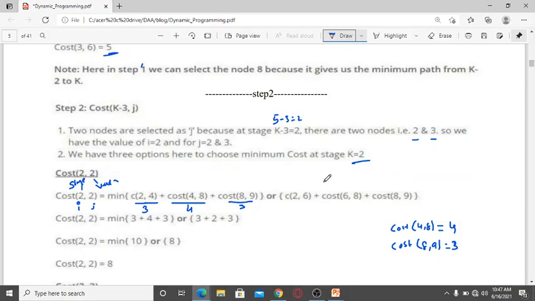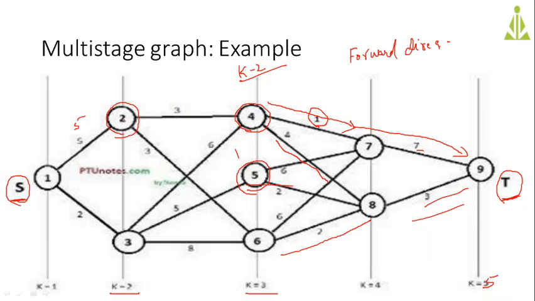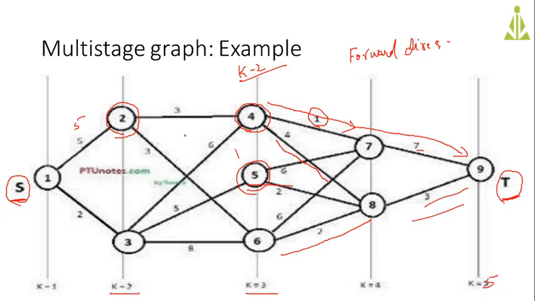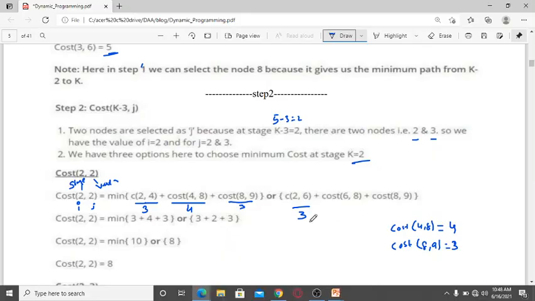Okay, cost 2 comma 6, what is the cost? Cost 2 comma 6, the cost is 3 plus cost 6 comma 8. From 6 comma 8 we are not taking 7 because we have selected the 8. We are getting the minimum cost with the help of 8th vertex. 6 comma 8, the answer is 2.